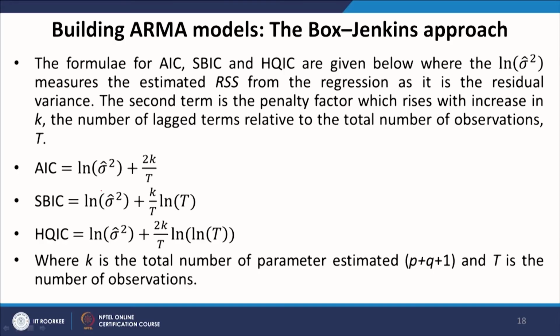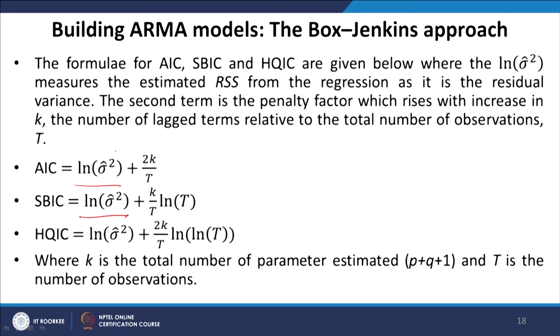That does not mean that other criteria available or suggested in the literature are inferior to these, or that they are not valid. The formulas for AIC, SBIC and HQIC are given below, where the logarithm of sigma hat squared measures the estimated RSS from the regression, as it is the residual variance.